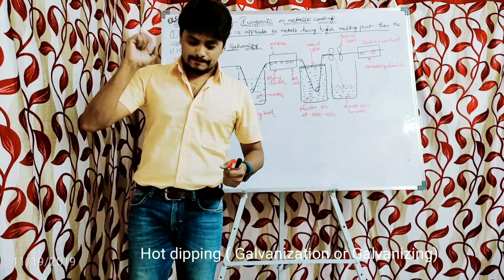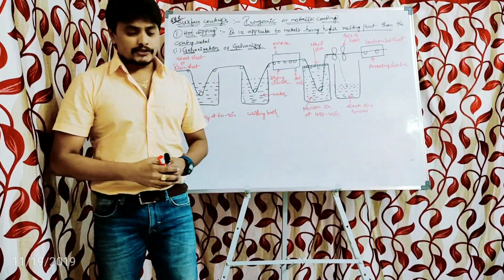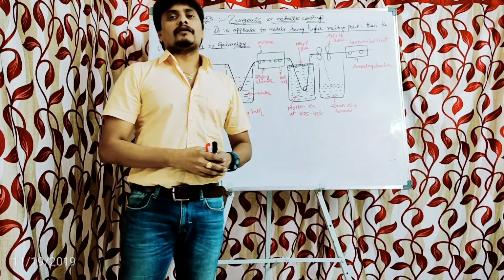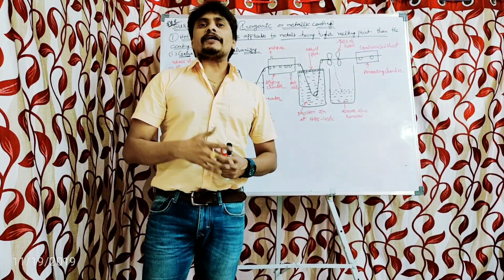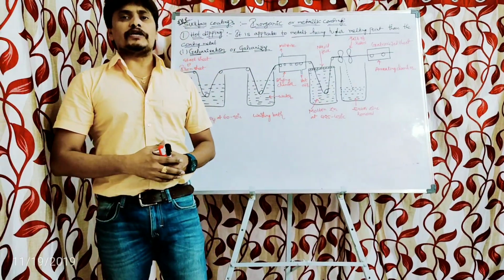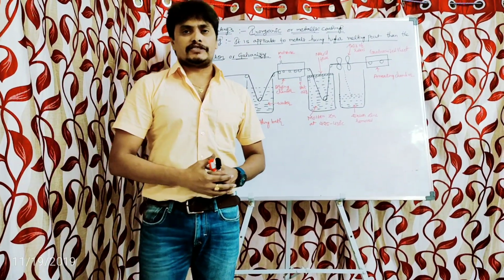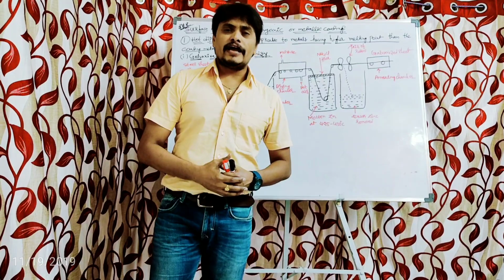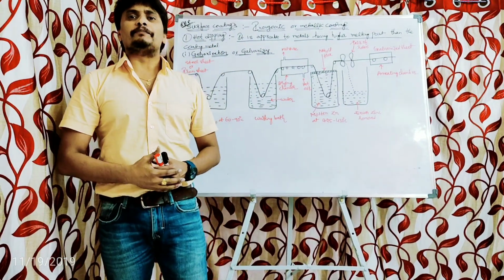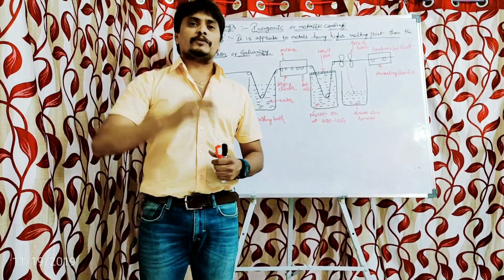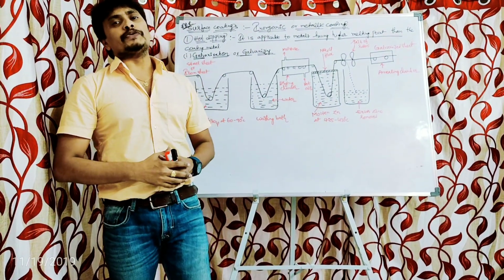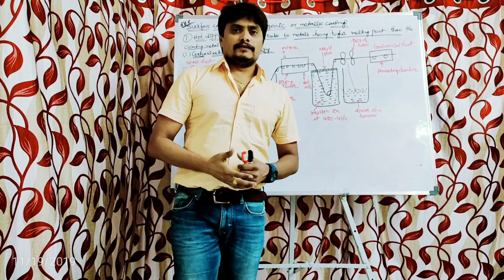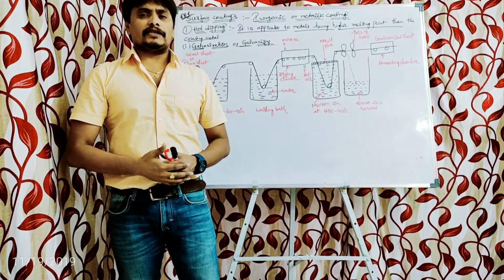Hi students, as a part of the corrosion unit, today I am going to discuss another corrosion controlling method. The first corrosion controlling method, which is widely used for the corrosion of any metal, I explained in the previous video, which was cathodic protection. In this video I am going to discuss another corrosion controlling method.